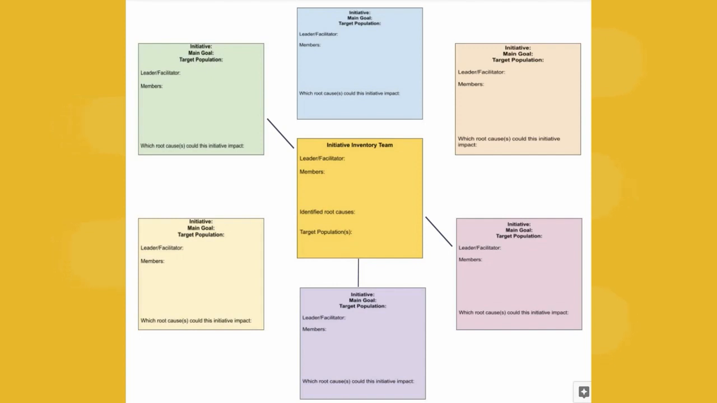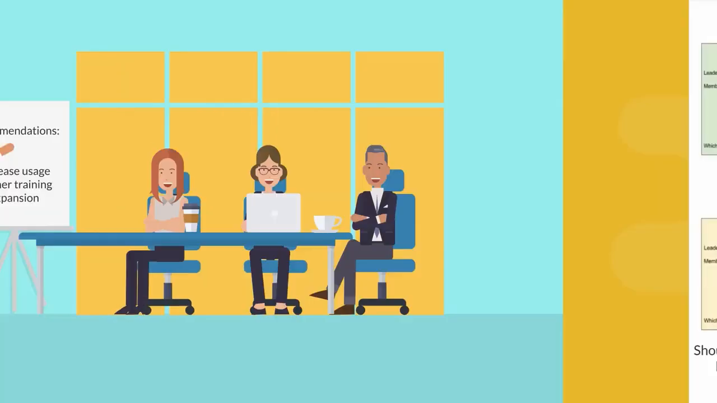By completing this exercise, you may see key representation is missing from your inventory team and may need to invite members of other initiatives to participate and provide important information. This also provides a visual to see which initiatives could impact more than one root cause and your target population.